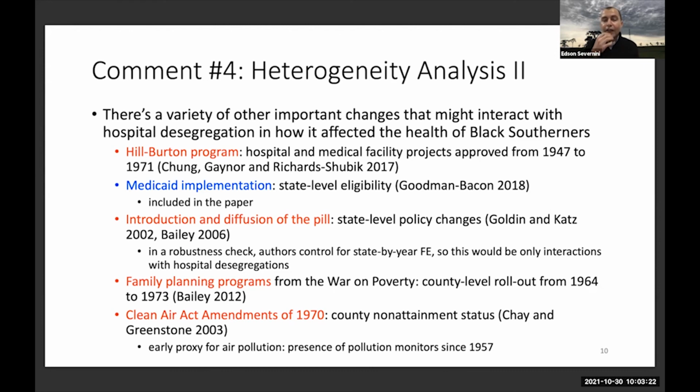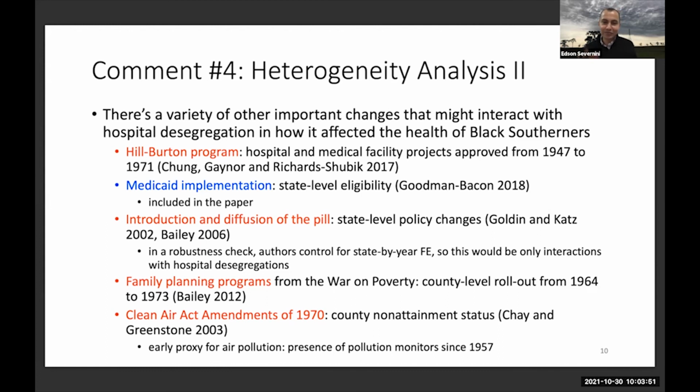But maybe there are other factors that might be contributing in terms of fertility trends, like the introduction and diffusion of the pill. You have the family planning programs that are also disseminating as part of the War on Poverty. Again, it's affecting somehow the denominator here, the number of infant lives or the number of live births. So I think it could be potentially contributing as well, or maybe interacting with the effect of the hospital desegregation.